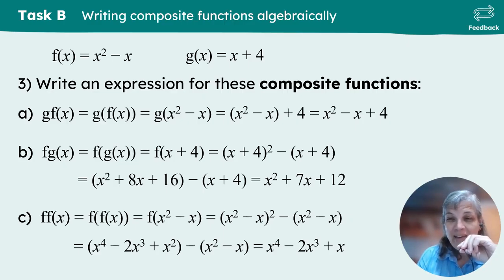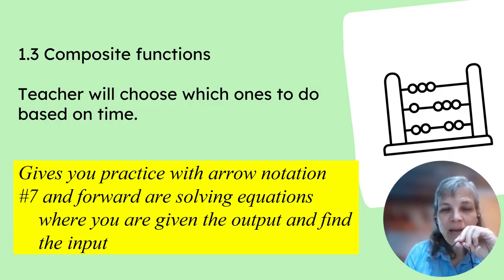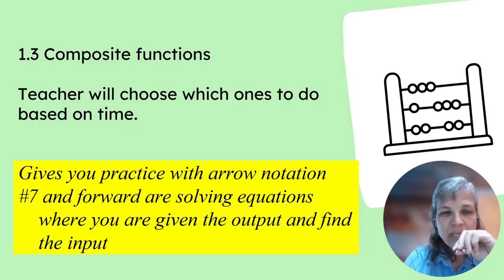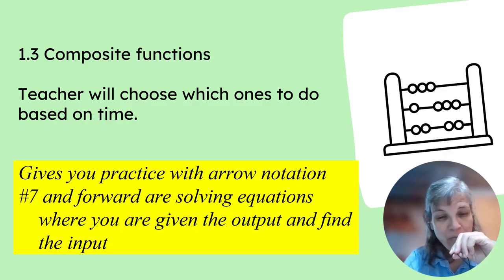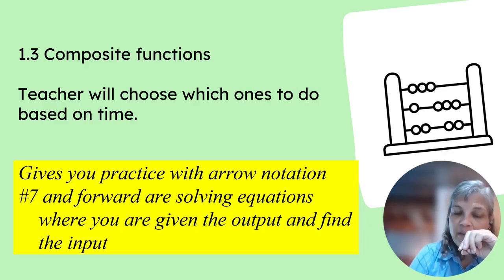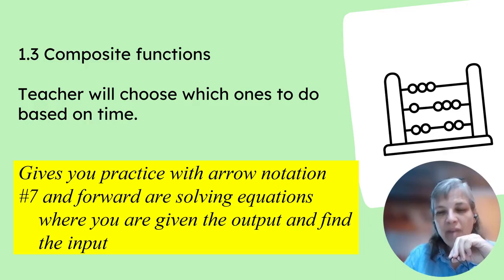Right, after you've done that, you are ready to basically do anything from section 1.3 on composite functions. And your teacher will choose which ones they want you to do based on time, or if they want you to try some for homework. As you look at these questions, notice that these questions again give you practice with arrow notation, and also from question number 7 forward, you're going to be solving equations. You're finding what is the input that must have gone into this if I got this output.